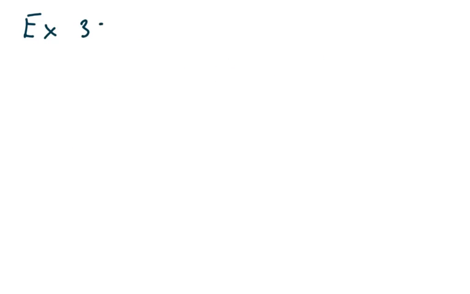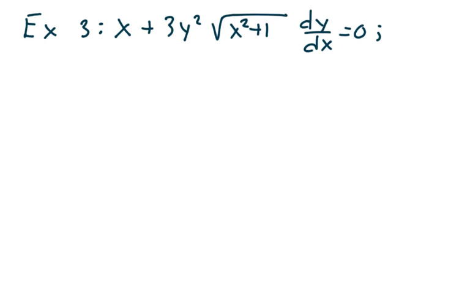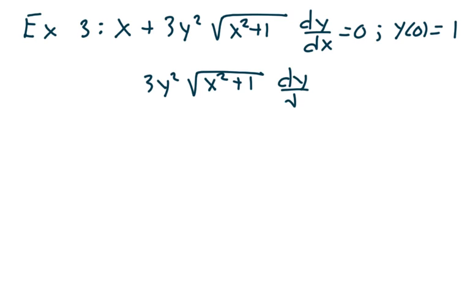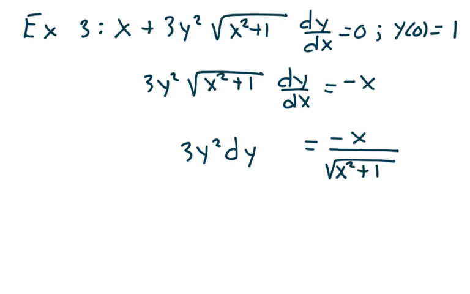Let's take a look at example 3. Suppose I had this one. x plus 3y squared times the square root of x squared plus 1 dy/dx equals 0. And the initial condition is y of 0 is 1. So 3y squared times the square root of x squared plus 1 dy/dx is equal to negative x. So I just moved the x over to the other side. So 3y squared dy, right? Collect the y's on one side, collect the x's on the other. And so that'll be negative x over the square root of x squared plus 1 dx.